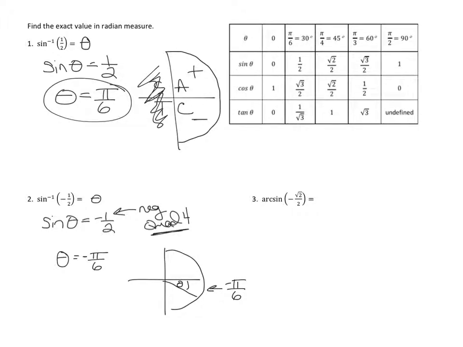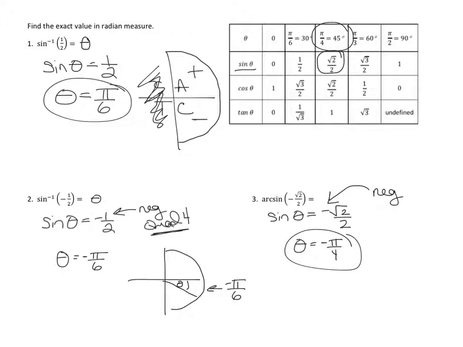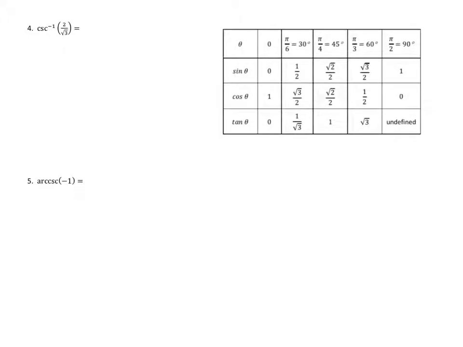Okay, let's look at example 3. We have the arc sine of negative square root of 2 over 2. So if we rewrite that, we have the sine of theta equals negative square root of 2 over 2. So we basically just go up and check where sine is square root of 2 over 2. That happens at pi over 4. So we know my reference angle is pi over 4. It's just easy to remember. Since we produced a negative, we just put a negative on my angle. Negative pi over 4.